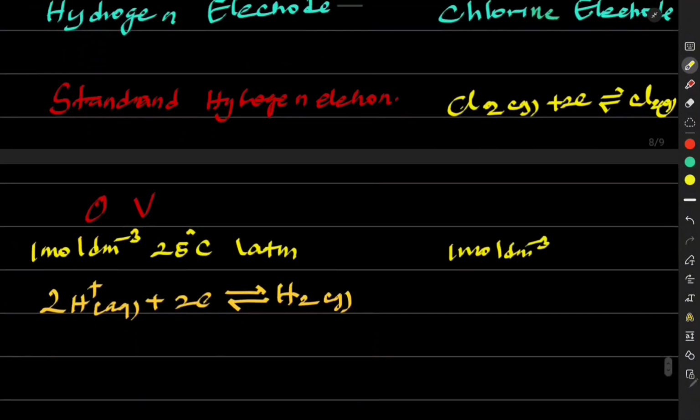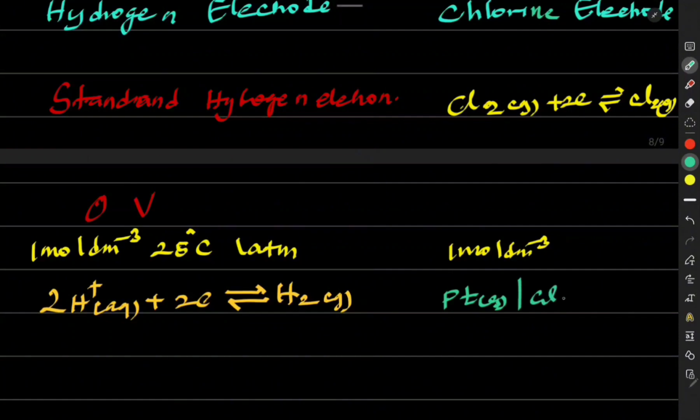If you write the notation for the chlorine electrode, the notation will be Pt solid, Cl2 gas and Cl minus aqueous.